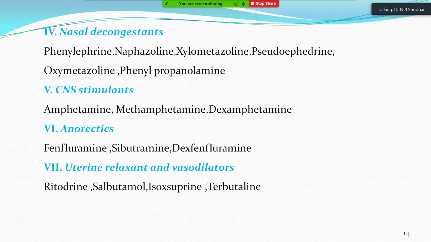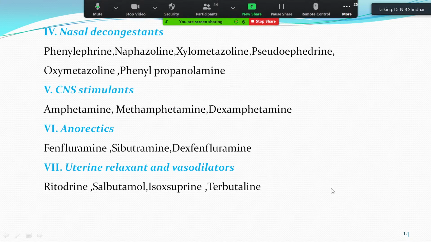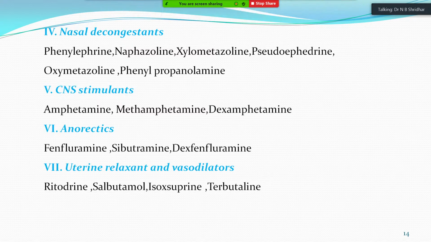Whereas the anorectics, the examples are fenfluramine, then sibutramine, and another example is dexfenfluramine. So these are the anorectics. Whereas the uterine relaxants and vasodilators, many times a few of the drug names repeat, like salbutamol, terbutaline, isoprenaline, which is a very specific adrenergic drug. So these are the drugs which are the uterine relaxants and vasodilators.